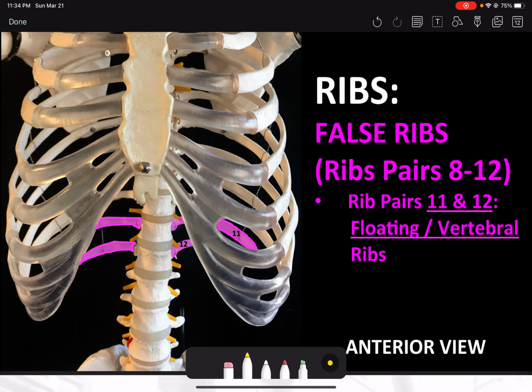Then this last set of pairs of false ribs are known as your floating ribs because they do not have any costal cartilages associated with them. They're just kind of floating there. And so these are rib pairs 11 and 12. And yes, some people are missing rib pair 12, all right? That's not enormously uncommon. But for the most part, normally we do have 2 of these pairs of floating ribs, pairs 11 and 12.